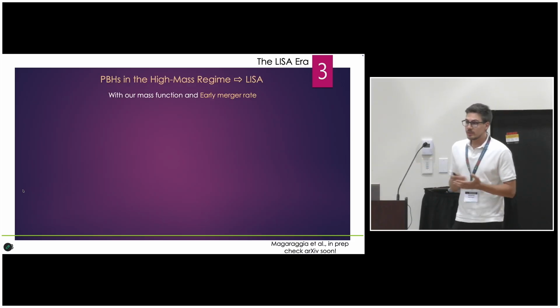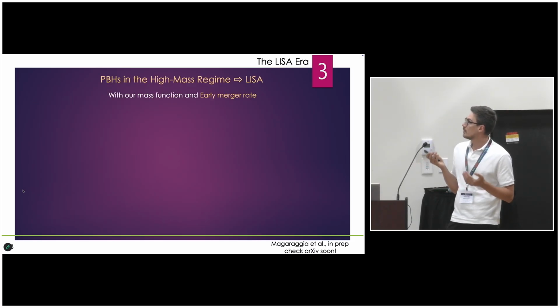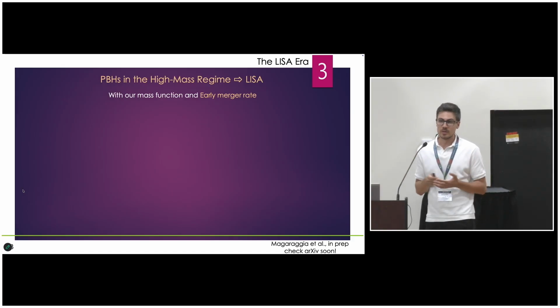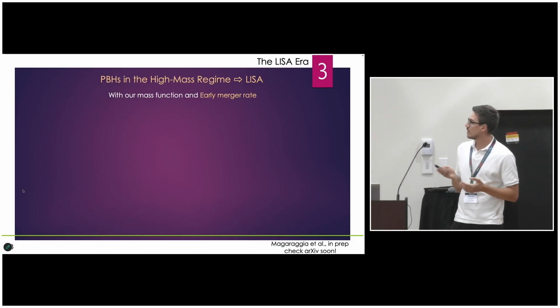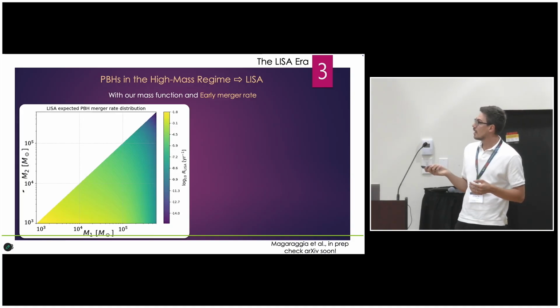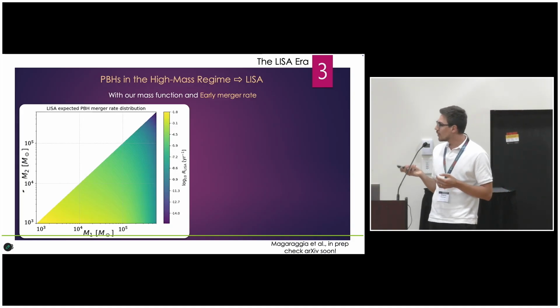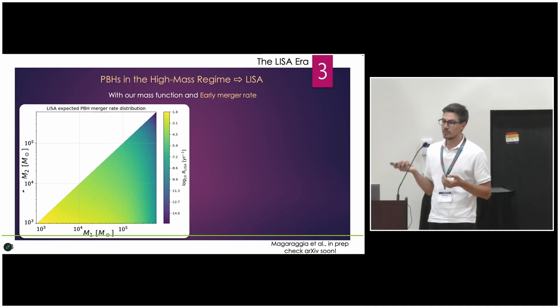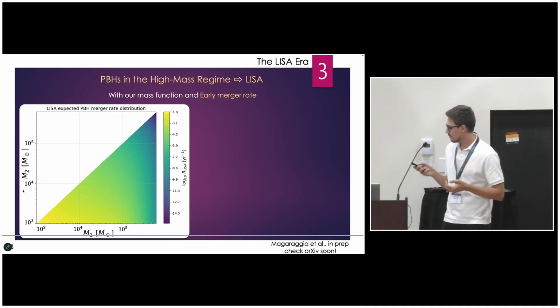As we did with LBK, we did also with LISA. So we tested our mass function in the high mass regime. We used the early merger rate because, of course, LISA probes the very high redshift regime. And this is the result. Again, in the M1, M2 plane, we can see that the rate, as seen by LISA, is maximized for binaries with masses between 10 to the 3 and 10 to the 4 solar masses.